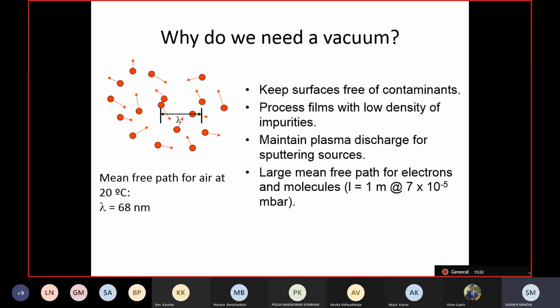Okay, so what is the purpose of the vacuum? The mean free path will be very high, so the source material can reach the substrate without any hindrance. And second, if we have a vacuum, the substrate contamination will be less. As a result, the final film will be highly pure.